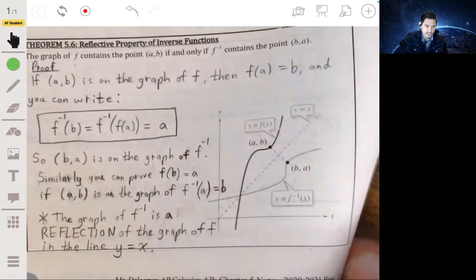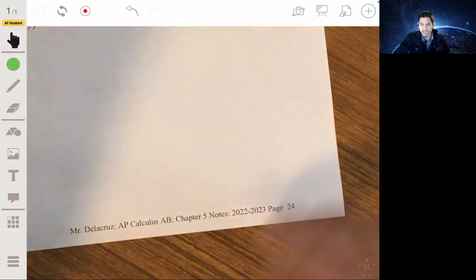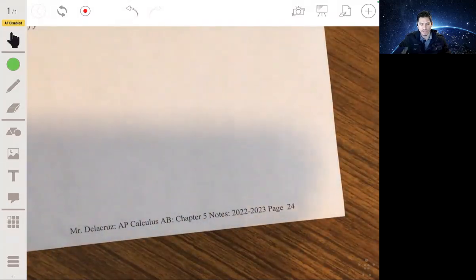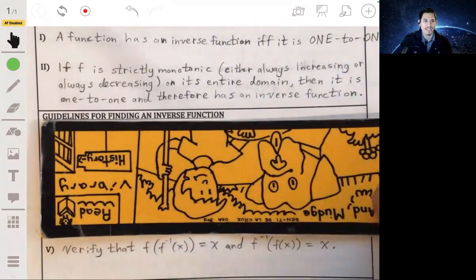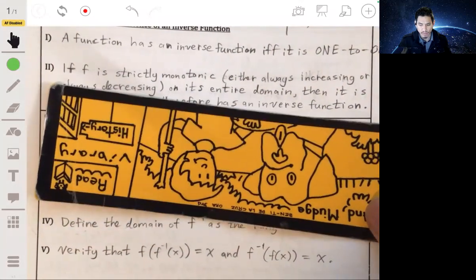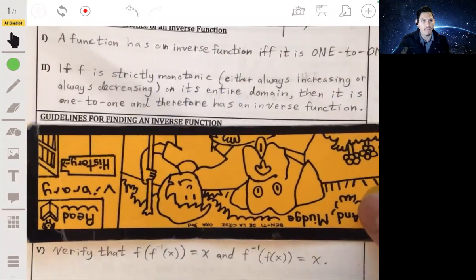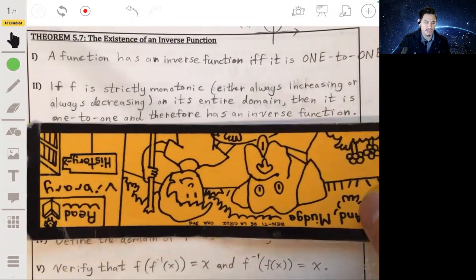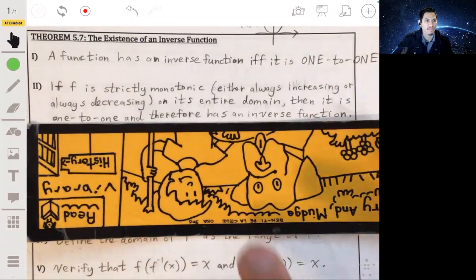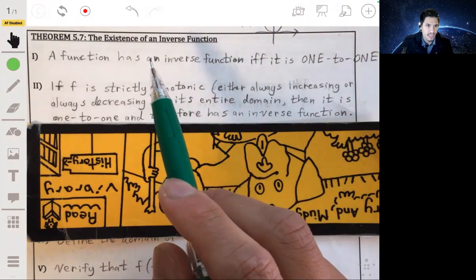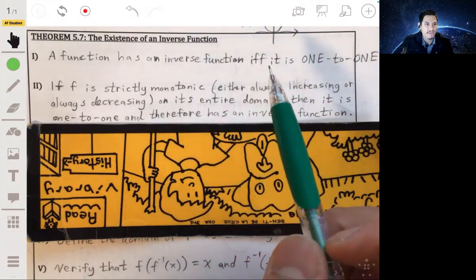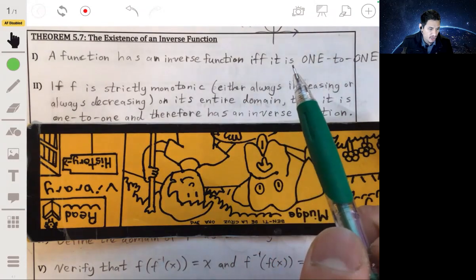Now, the next question is, when does an inverse function exist? How do we know when it exists? There are two things that we need to recognize, two basic rules. An inverse function will exist if the function is 1-to-1.